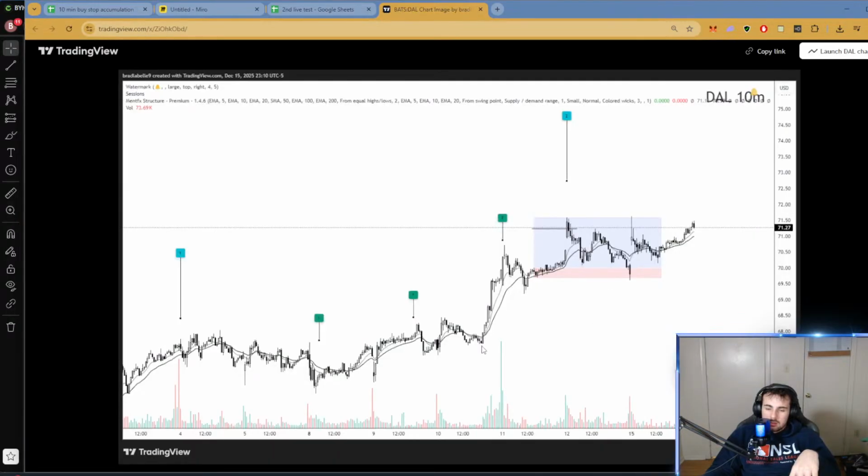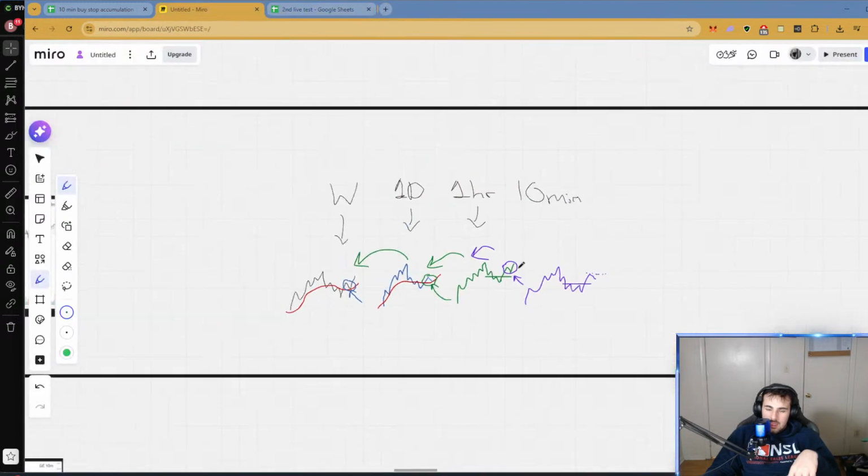Same here. 10-minute bullish structure, falls below the MAs, makes a bearish leg, breaks up past the MAs, signaling accumulation. You get the pullback, and I buy stop the first high out of accumulation. That is my strategy.